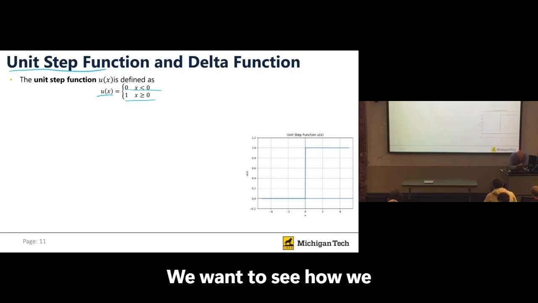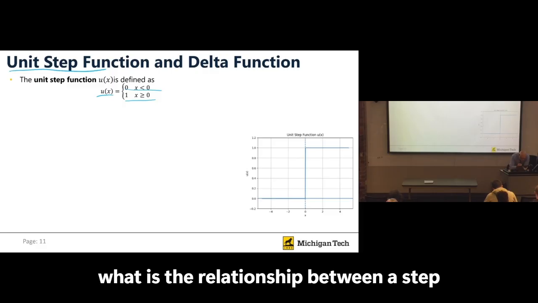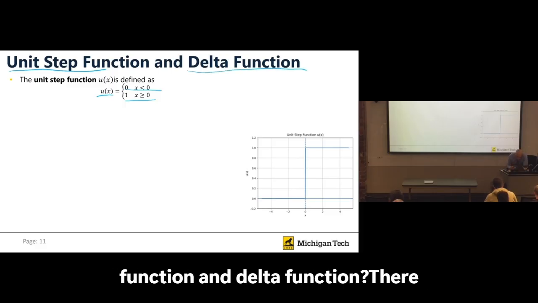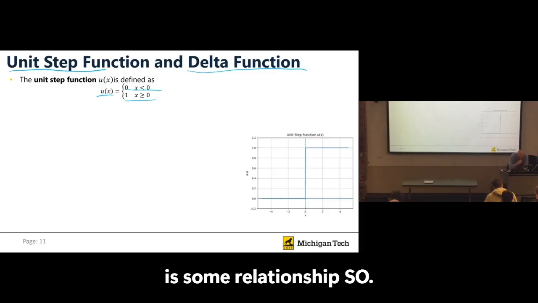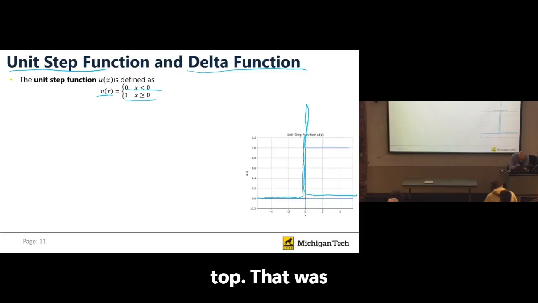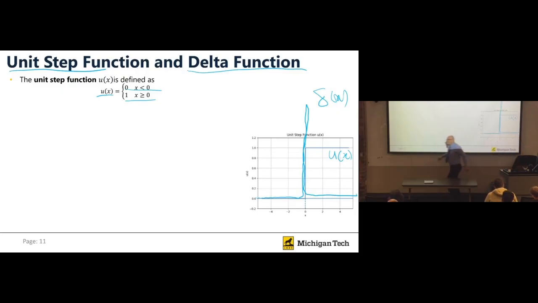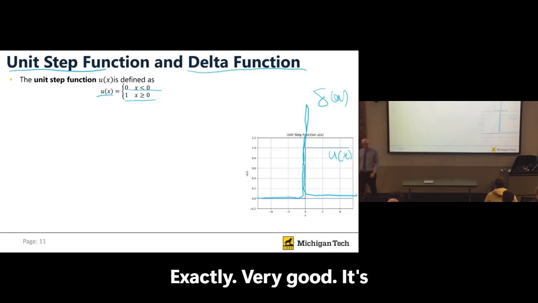We want to see how we can model a step function and what the relationship is between a step function and the delta function. There is some relationship. So this is like this and going up. That was the delta function. And this is u of x. So what is this relationship? Yes? The delta function is the derivative. Exactly. Very good. It's exactly the derivative.